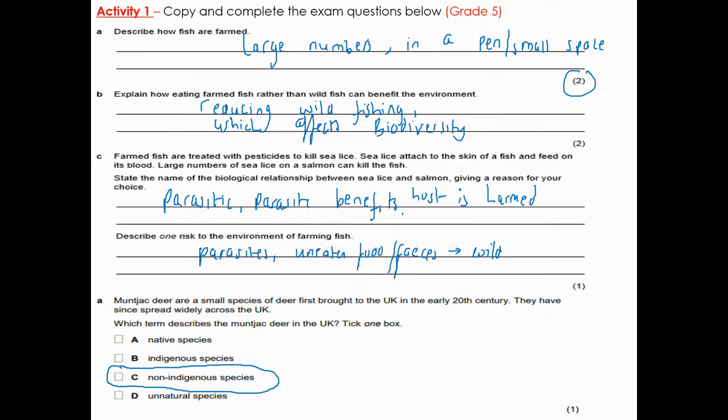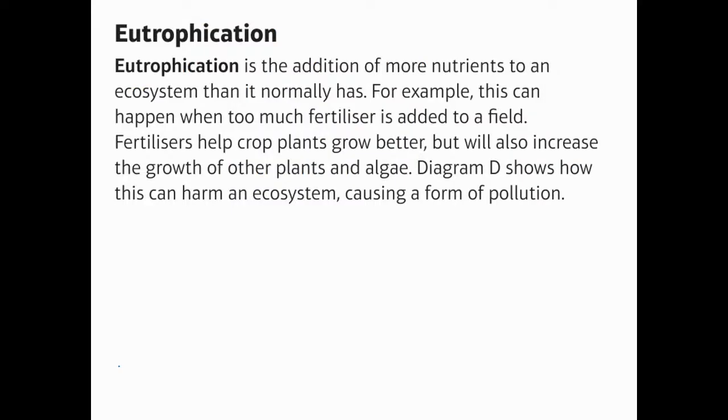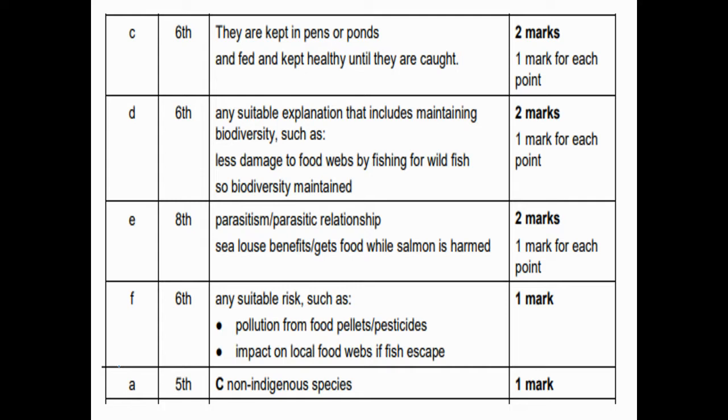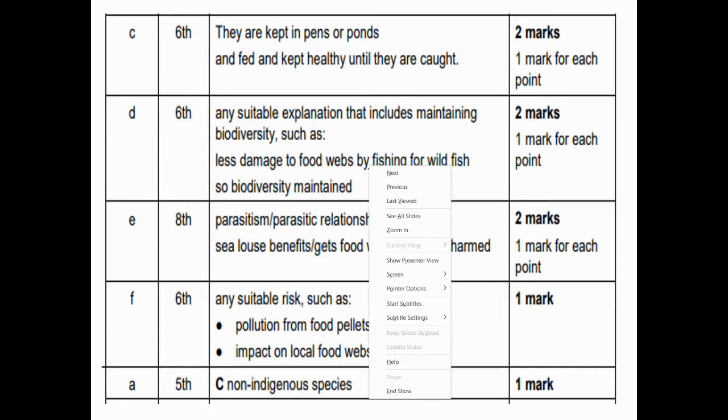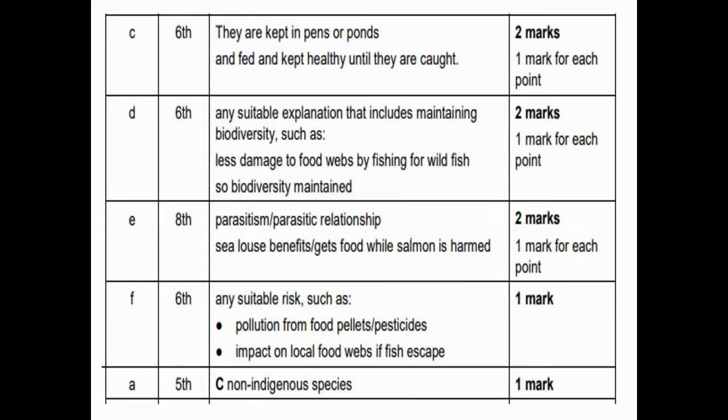All right? So, boys and girls. Oh, what am I doing? Great stuff. I wish I hadn't done that. All right, guys, look, ready? They're kept in pens or ponds and fed and kept healthy until they are caught. I'll also accept boys and girls because I know this is also mark scheme worthy, the idea of large numbers. Yeah, okay. So next one, keyword, like I said earlier, the concept of biodiversity is maintained, the idea of food webs. All right, okay.